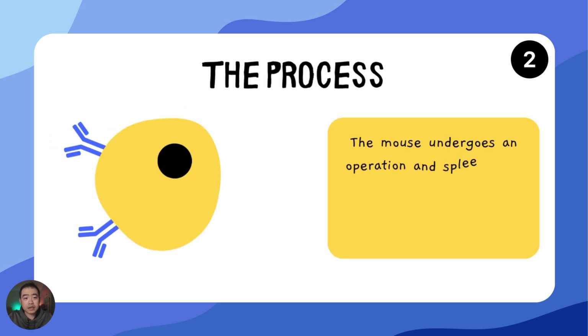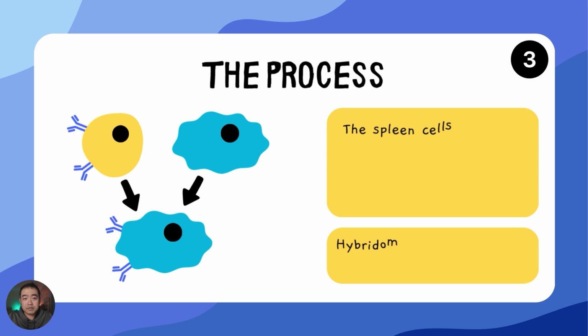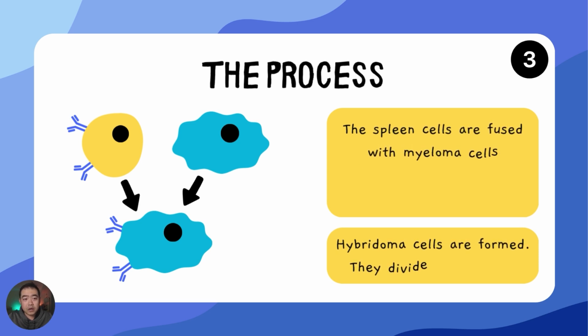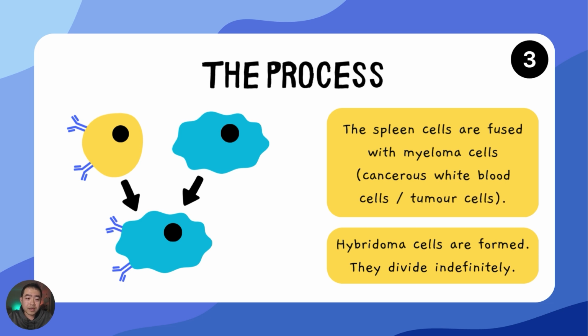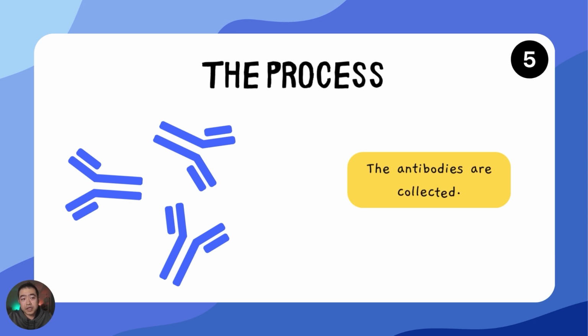The mouse undergoes an operation, and the spleen cells, which contain the B cells and in turn the antibodies, are collected. The spleen cells are then fused with myeloma cells, forming hybridoma cells, and these hybridoma cells can divide indefinitely. The antibodies are then collected because these hybridomas can make a lot of antibodies in the process.